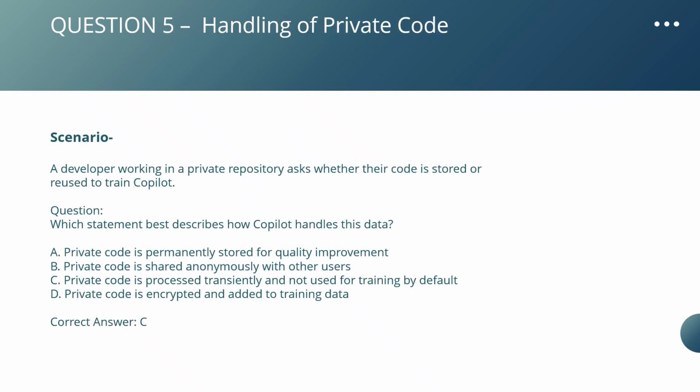Question 5: handling of private code. Scenario: a developer working in a private repository asks whether their code is stored or reused to train Copilot. Question: which statement best describes how Copilot handles this data? A. Private code is permanently stored for quality improvement. B. Private code is shared anonymously with other users. C. Private code is processed transiently and not used for training by default. D. Private code is encrypted and added to training data. Correct answer: C.